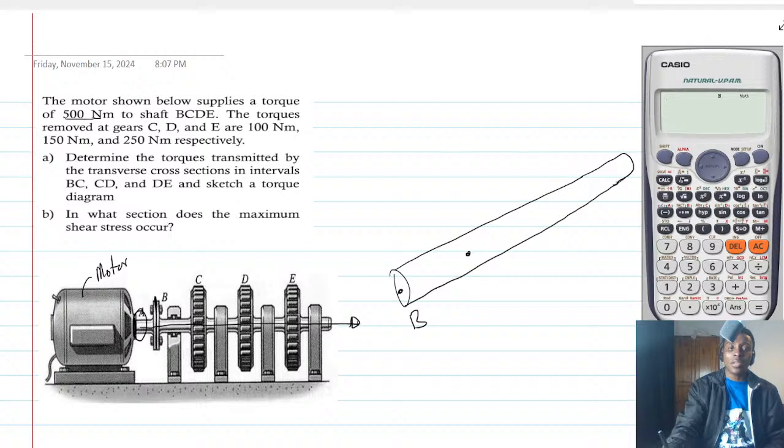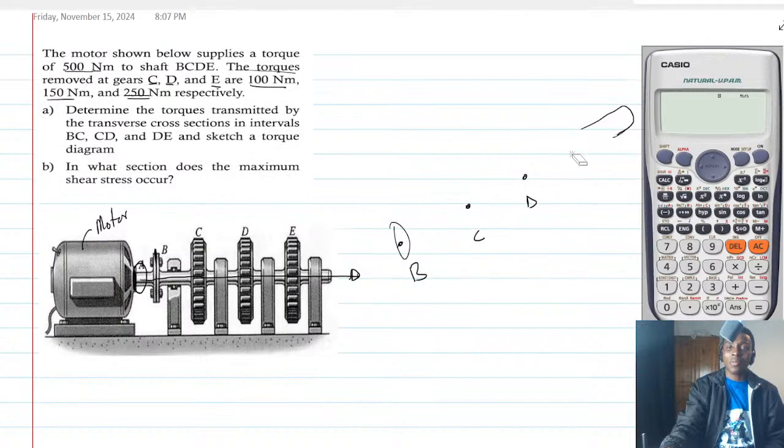All right. Now if we start from B, these are the torques. So now it says that the torques removed at gear C, D, and E are 100, 150, and 250. But then before we can find B, okay, so this is C, this is D. Okay, let me bring it down.